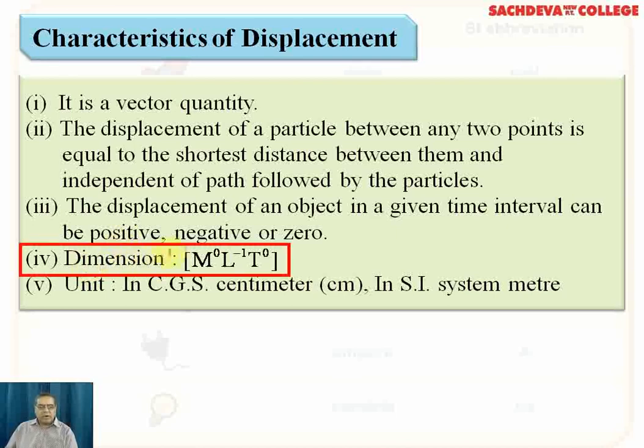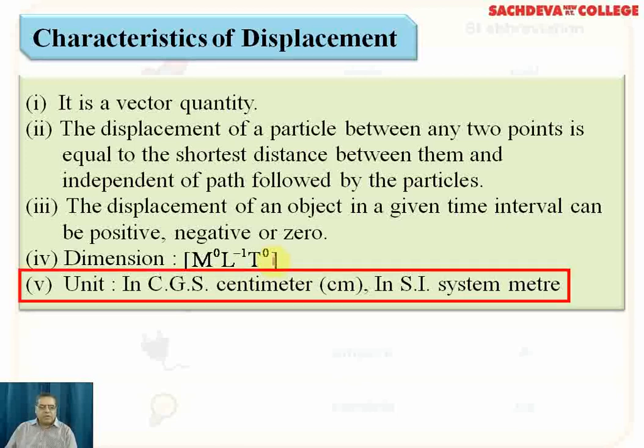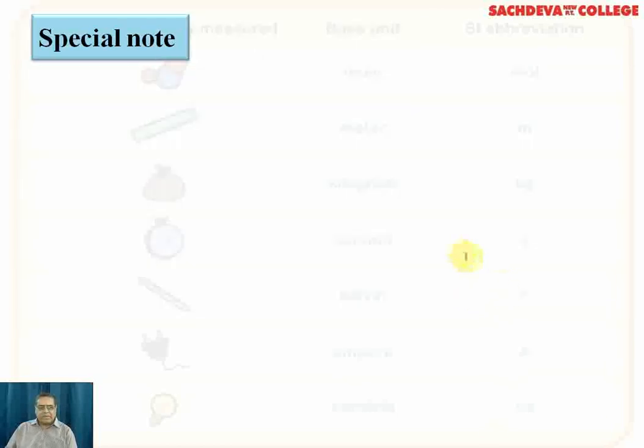Dimensions will be M naught, L minus 1, T naught. Well, in this we can say there is slightly an error. That is, dimensions of displacement are the same as that of distance. So it should be more elaborately M naught, L, T naught. Units in CGS are centimeters, and in MKS or in SI system it is meters.